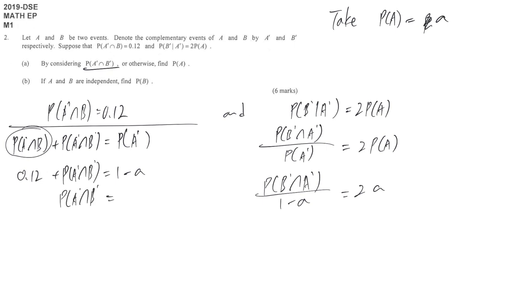So the only part missing is 0.88 minus A. Then we can put it back here. We have (0.88 minus A) over (1 minus A) equal to 2A. We successfully transfer all the items to be in terms of A only.